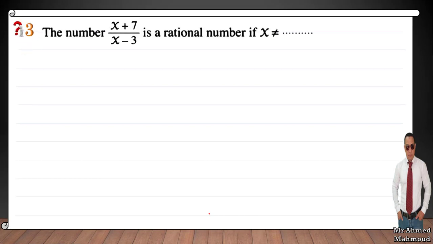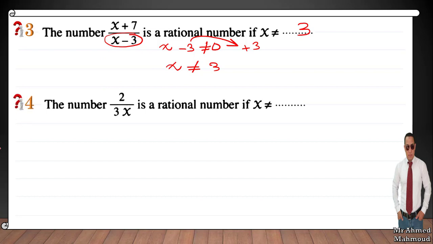The number (x + 7) over (x - 3) is irrational. The condition comes from the denominator. The denominator must not equal 0. So x - 3 is not equal to 0. By sending minus 3 to the right side, it becomes plus 3. So x is not equal to 3. That means x is any number except 3.